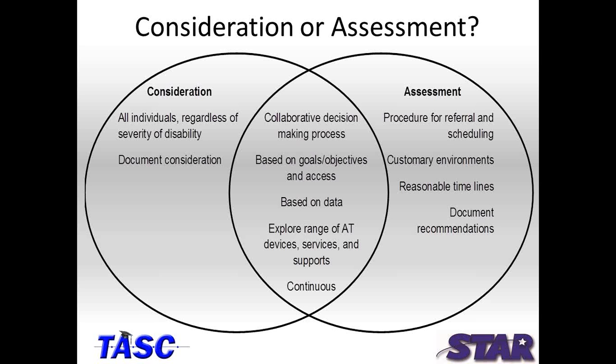We're also going to explore a range of AT devices, services, and supports when we're considering and assessing for assistive technology. That doesn't mean we can just go to our closet and say, I have this tool, it will work for the student. No, it's really identifying what it is that the student might need. Maybe we need to purchase something. Maybe there's something free. Maybe we need to borrow something from the TASC Lending Library. So we really want to explore the range of things available.